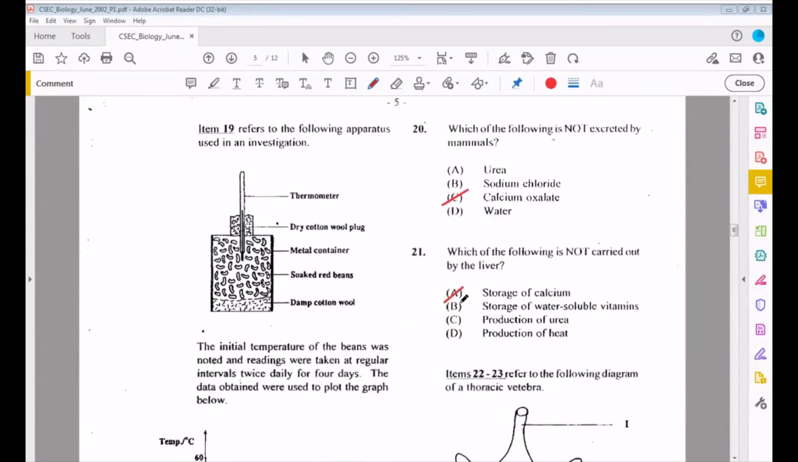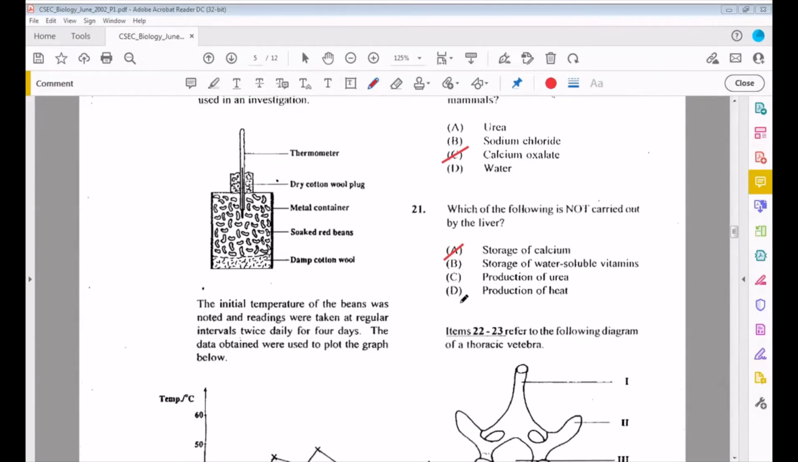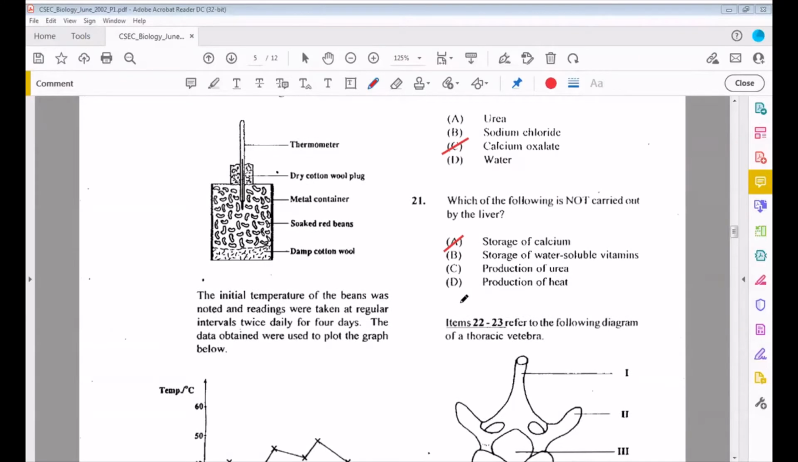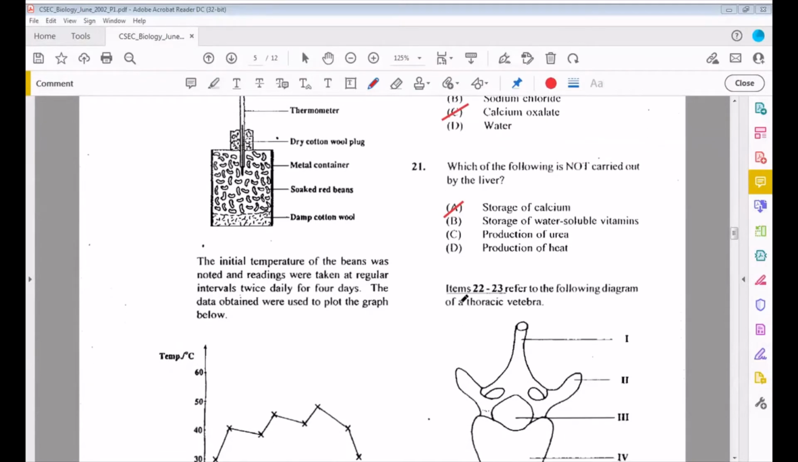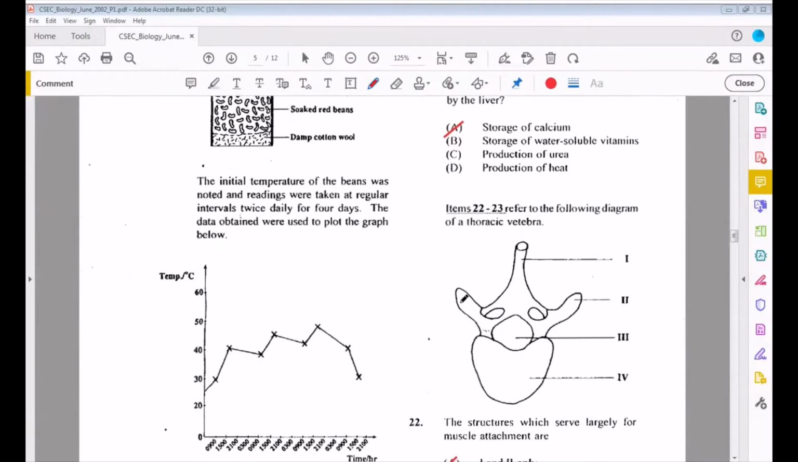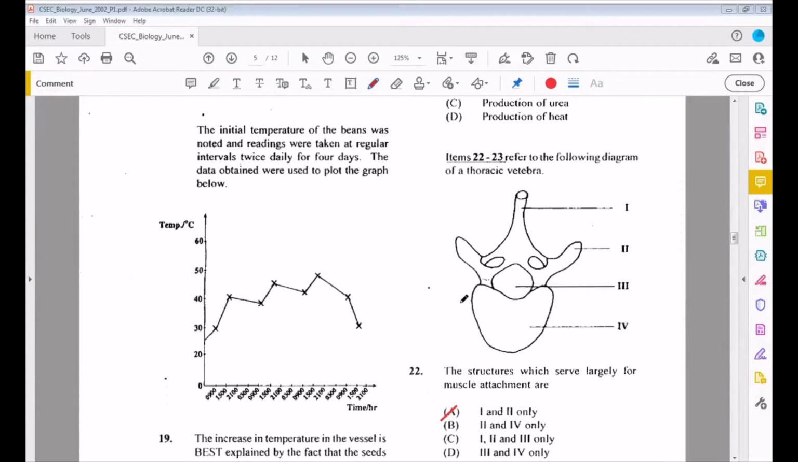Item 19 refers to the following apparatus used in an investigation. So you have the whole setup with the thermometer, the dry cotton wool plug, metal container, soaked red beans, and damp cotton wool. The initial temperature of the beans was noted, and readings were taken at regular intervals twice daily for 4 days. The data obtained were used to plot the graph below.